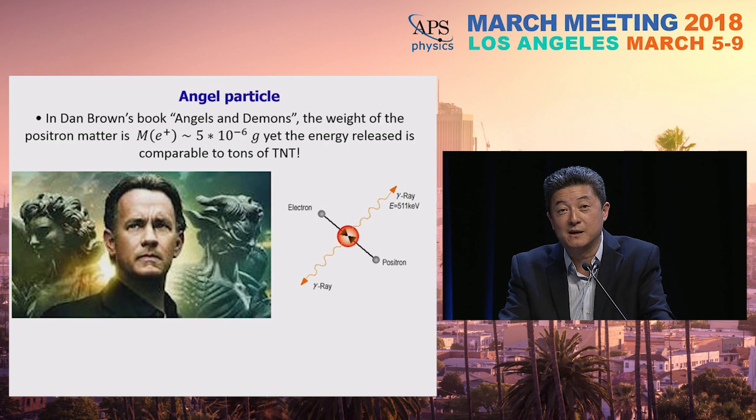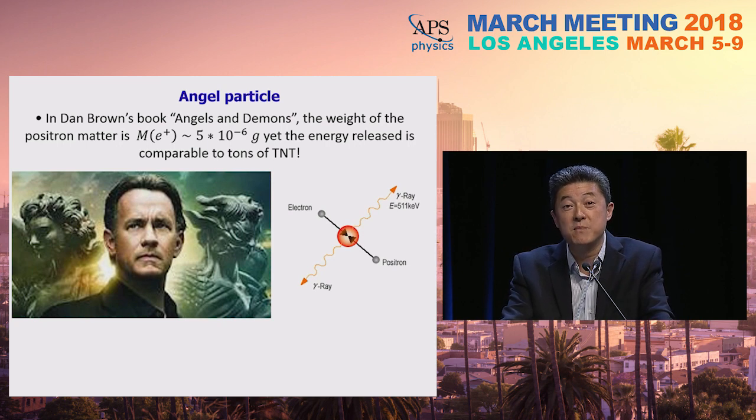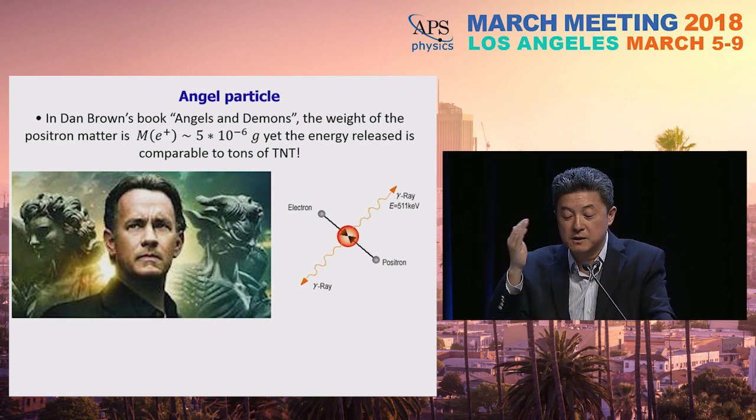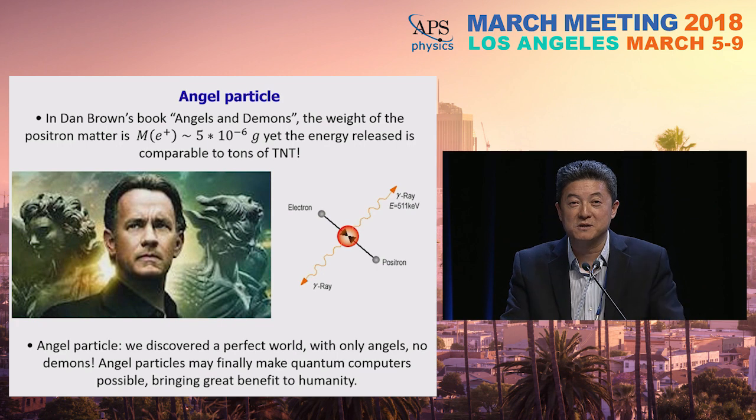So in this story, terrorists stole some antiparticles out of the lab and they tried to destroy, with only 1/1,000,000th of a gram, the effect is like a few tons of TNT. So for every particle, there's an antiparticle. For angel, there's demons. But now we found a particle which has no antiparticle. So it's as if we have discovered angel particles, which has no antiparticles, only angels and demons. But I hope that these angels can greatly benefit human society by making quantum computers possible.